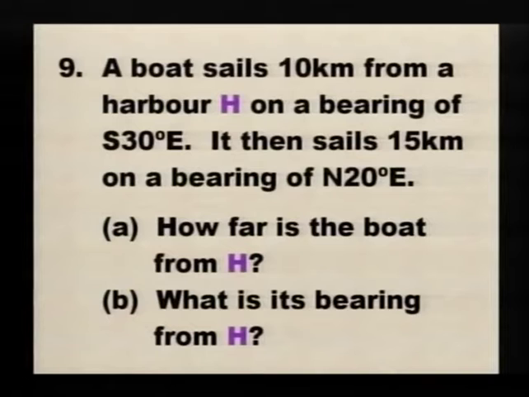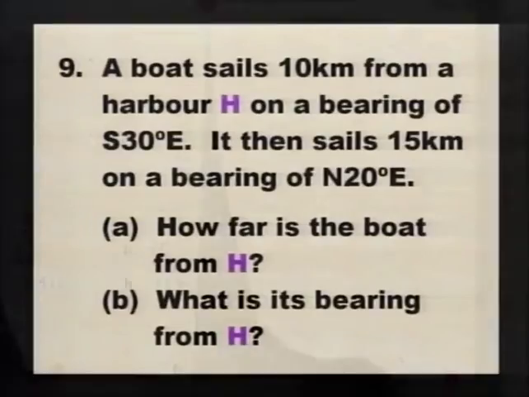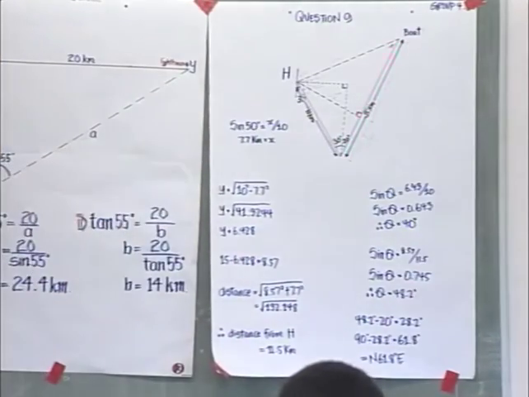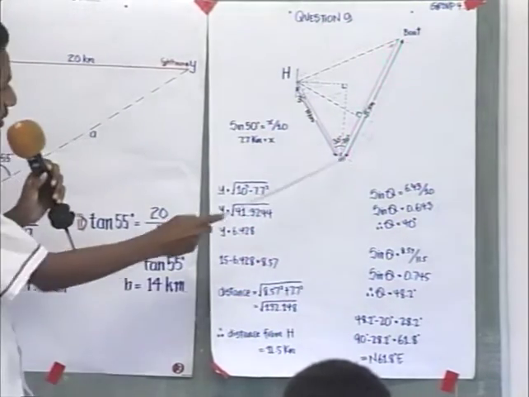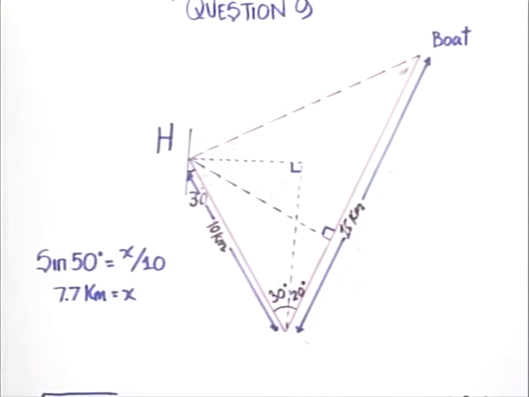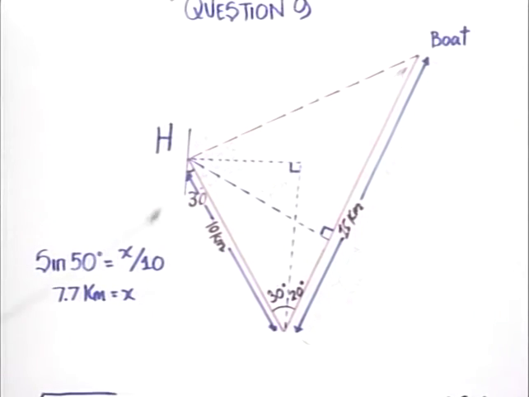Read the question first. It's on the screen. The question reads, a boat sails 10 kilometers from a harbor H on a bearing of south 30 degrees east. It then sails 15 kilometers on a bearing of north 20 degrees east. And then sails on a bearing of 40. The first question says, how far is the boat from H?